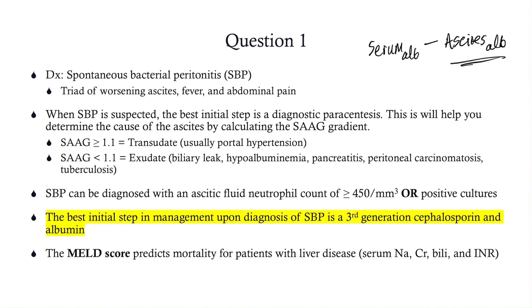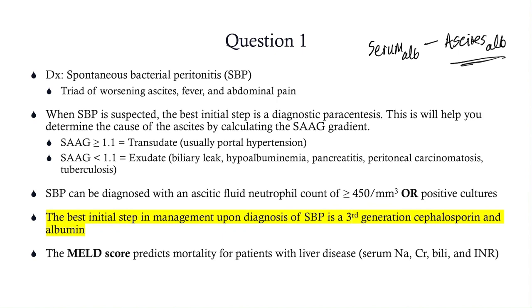Now, a transudate is usually going to be from portal hypertension. Now, that can be due to a variety of causes, namely, it could be prehepatic or intrahepatic, or it could be posthepatic. Think of things like congestive heart failure or a pericarditis, for instance.